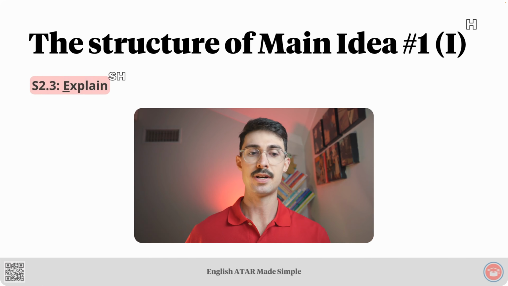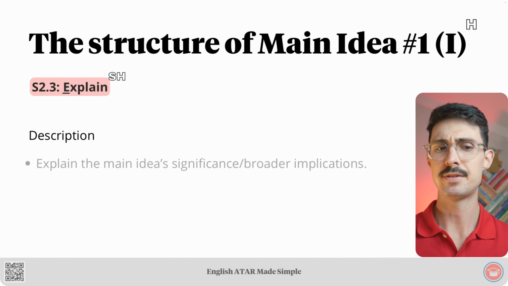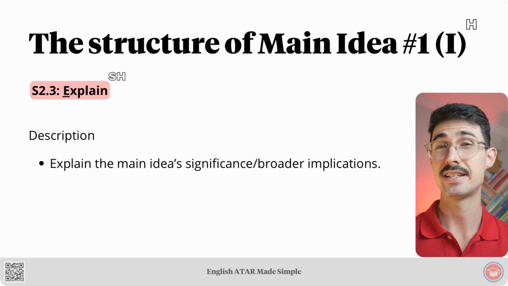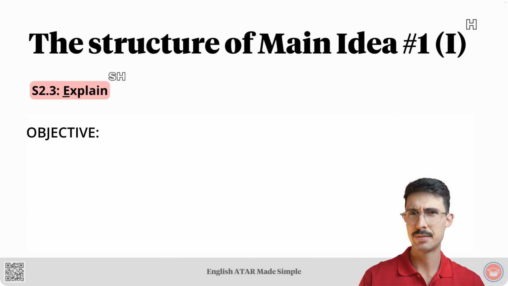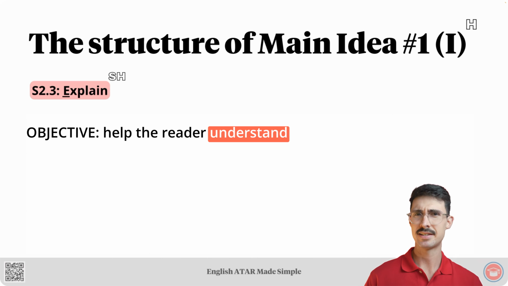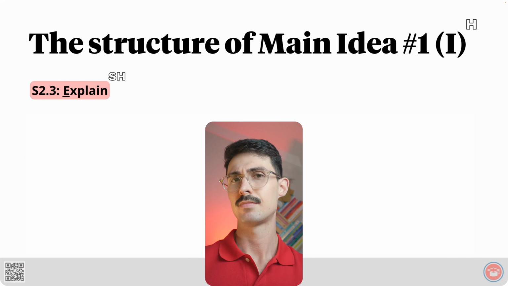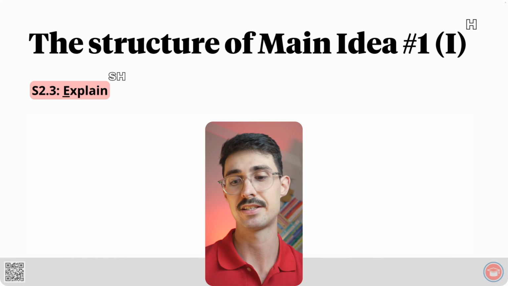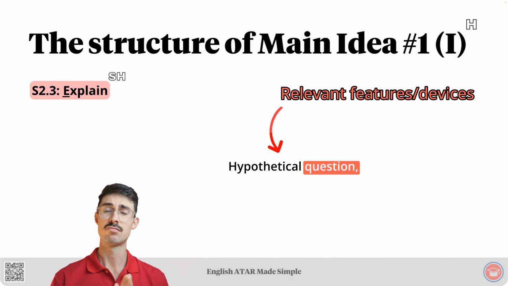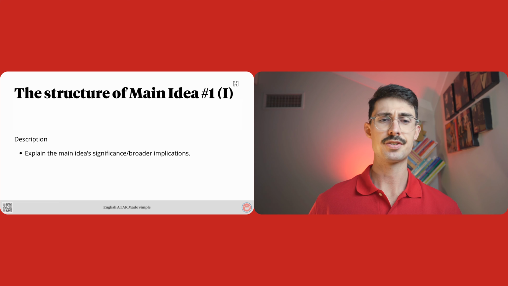Last one is the explain, which also has a subheading. For this subsection, you should explain the main idea's significance or broader implications. The objective of this subsection is to help the reader understand how and why the example or examples relates to them. Here are some potential features or devices to incorporate in this subsection: hypothetical question, rhetorical question, hyperbole, emotive language, satire. That is the structure of section 2.